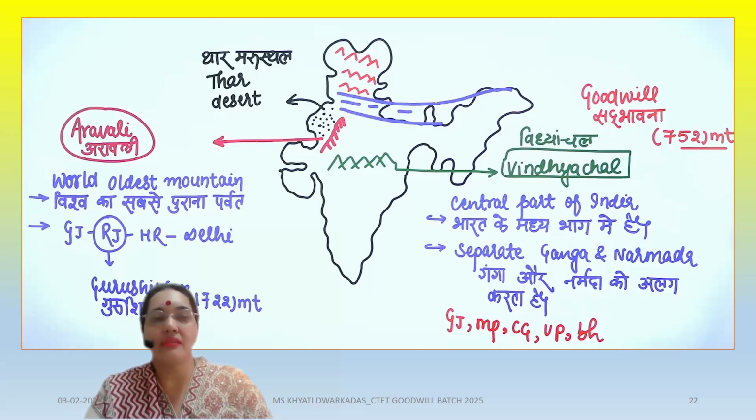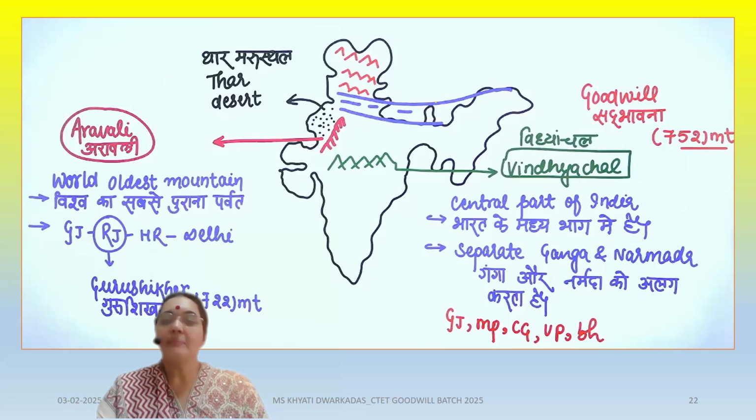And with this, we also have to cover one more landform that we have in India, that is the Thar Desert. In Hindi, they call it Marusthal. So the Thar Desert is to the west of the Aravali range.